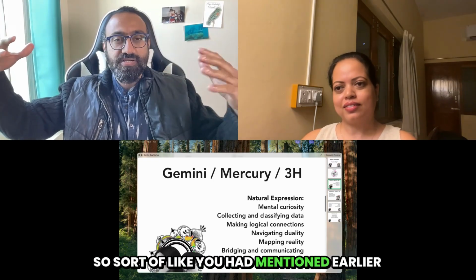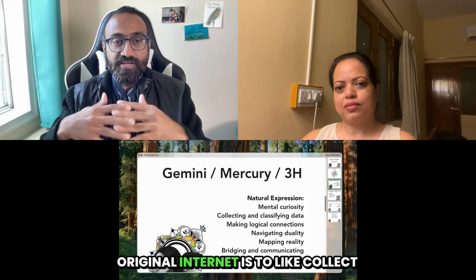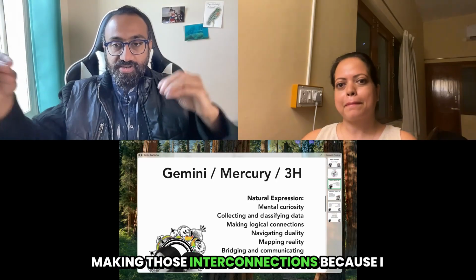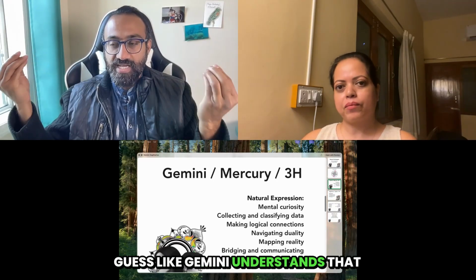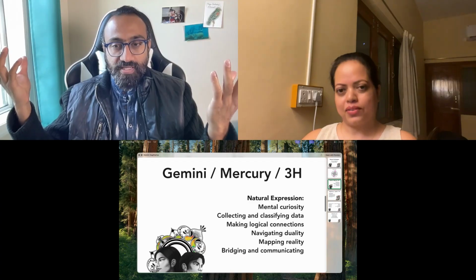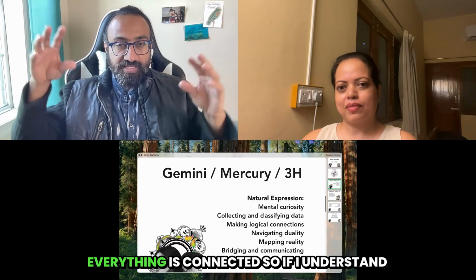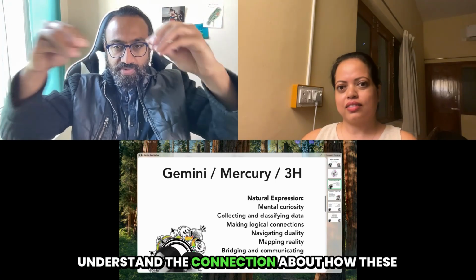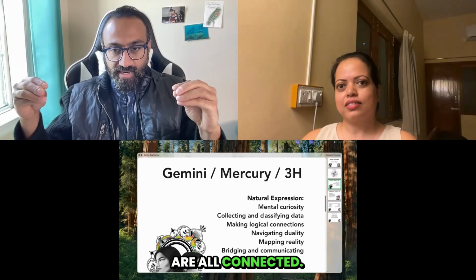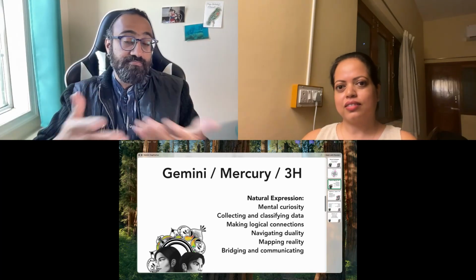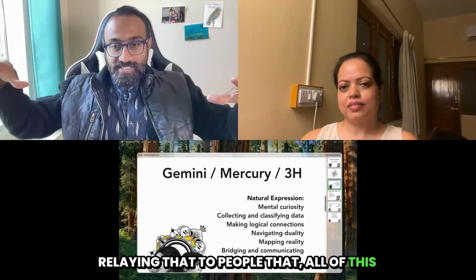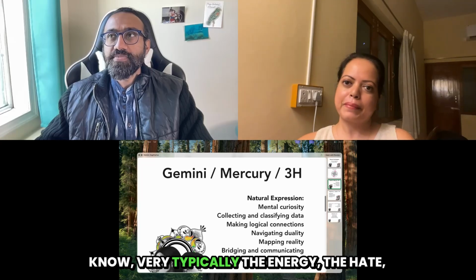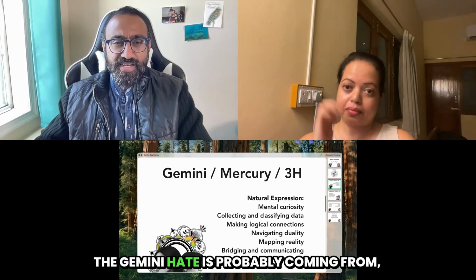It's sort of like you had mentioned earlier that the original internet is to collect information and make those interconnections. Because I guess Gemini understands that everything is connected. If I understand a little bit about this, and a little bit about this, I can understand how these are all connected, and then relay that to people: hey, all of this is connected. And I think I can say that very typically the energy, the Gemini hate, is probably coming from.